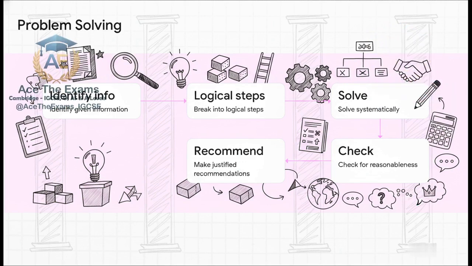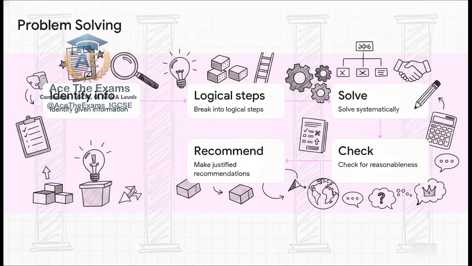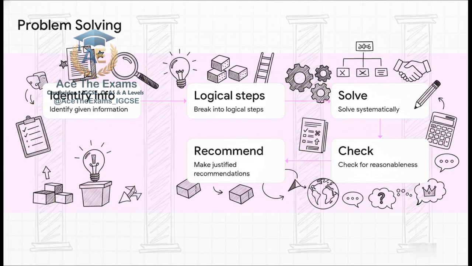Let's break it down. Step 1. Identify the given information. Extract the relevant stimulus data. Step 2. Break it into logical steps. Please do not try to build the roof before the scaffolding is up. Step 3. Solve systematically. This means executing your analysis with incredibly clear notation.